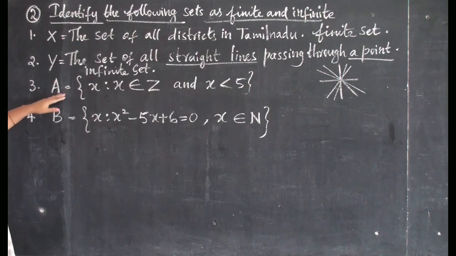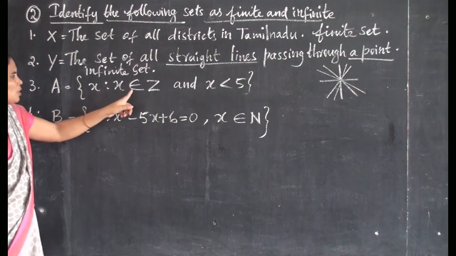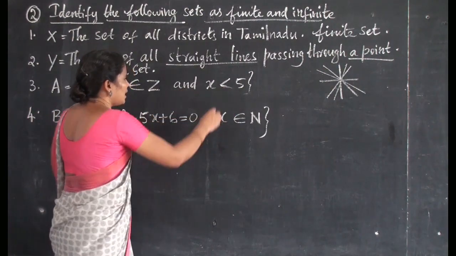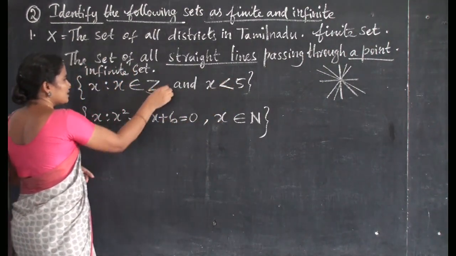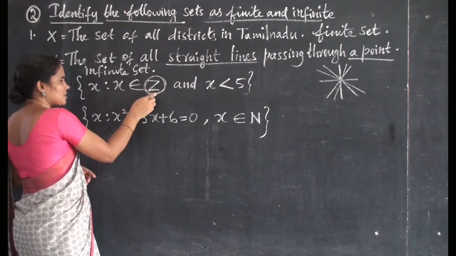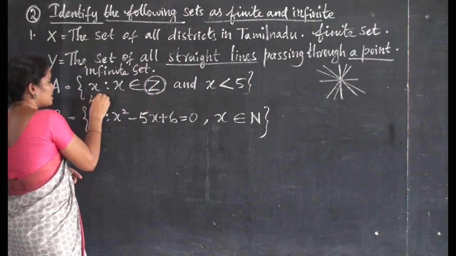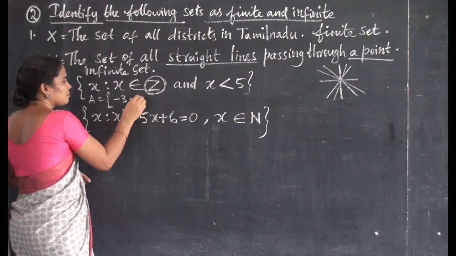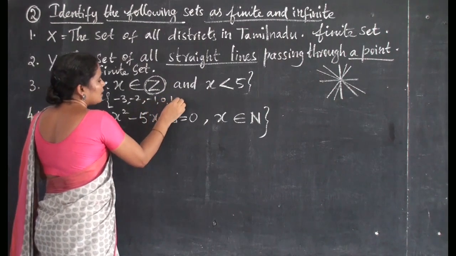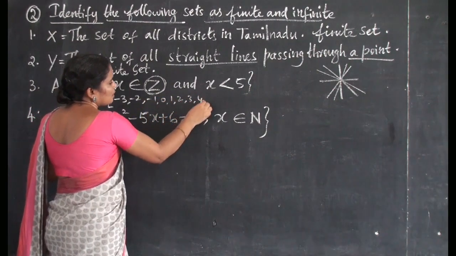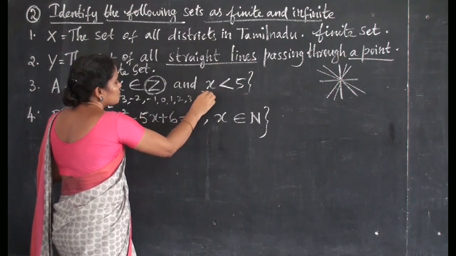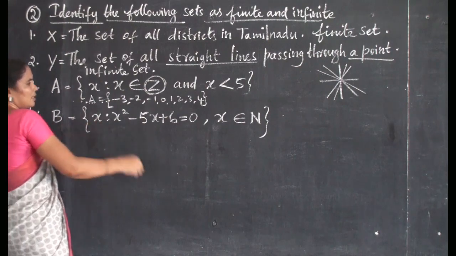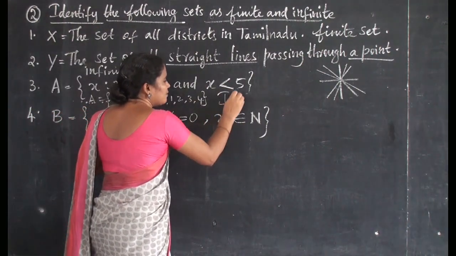Question number 3. A is equal to {x such that x belongs to Z and x is less than 5}. What is the condition? It is Z, integers. So A is equal to -3, -2, -1, 0, 1, 2, 3, 4 and we should not include 5. On the negative side, the values go on. It is uncountable. So it is infinite.